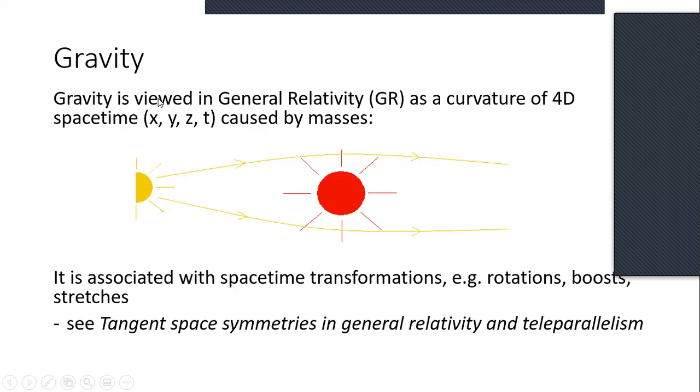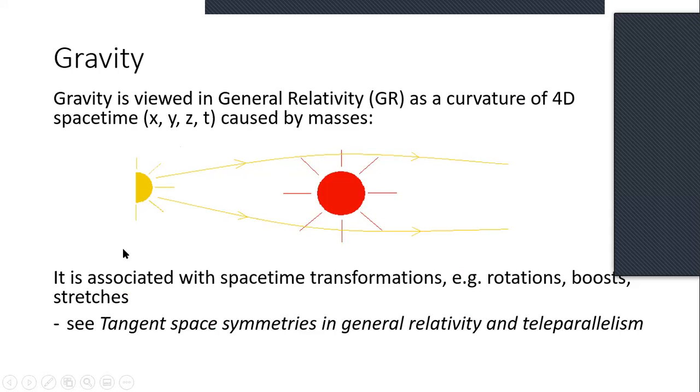So now we go on to gravity. Gravity is viewed in general relativity as a curvature of 4-dimensional space-time, with the 3 coordinates of space and 1 of time, a curvature caused by masses. So this diagram basically shows you a star which warps space and time around it. So the light from a distant star travels not on a straight line, but on a curved line following that curvature of the space.